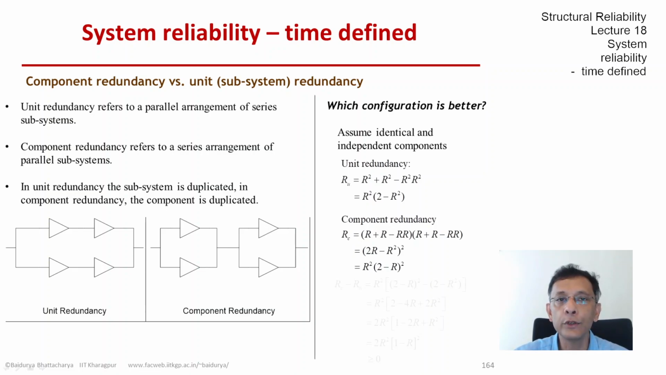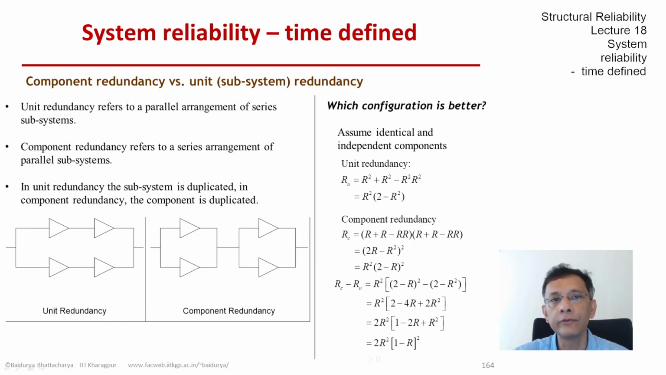Now to find which one is better, we just subtract one from the other. Let's subtract RU from RC, and if we do the algebra, the answer comes out to be that the difference is a product of non-negative terms. It's twice R squared times (1 minus R) whole squared. And so the conclusion is that this is always non-negative, so RC is at least as good as RU in every possible case, as long as the elements are identical and independent.